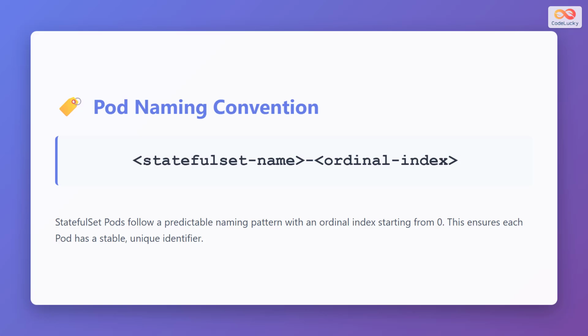StatefulSet pods follow a very predictable and simple naming pattern. The format is statefulset-name, followed by a hyphen, followed by an ordinal-index. This ordinal-index is a sequential number that starts at 0. This naming convention ensures that each pod receives a stable and unique identifier that remains constant throughout its lifecycle, even if the pod is deleted and recreated.